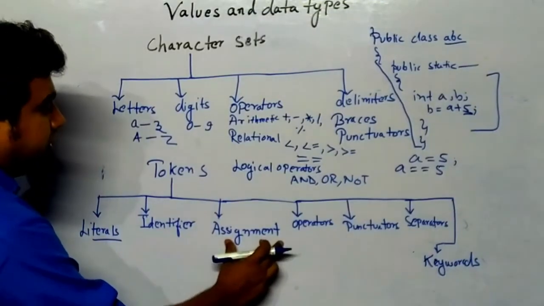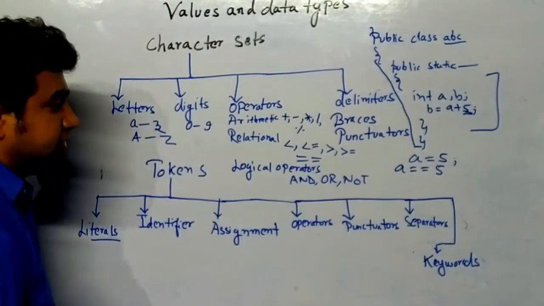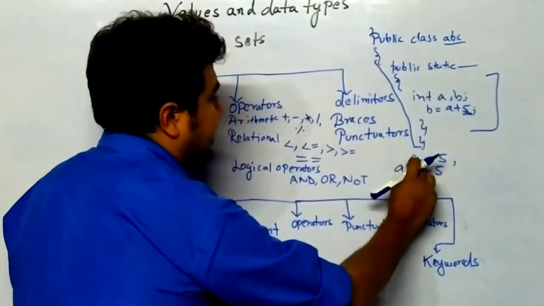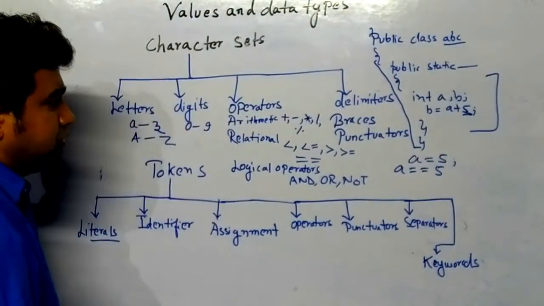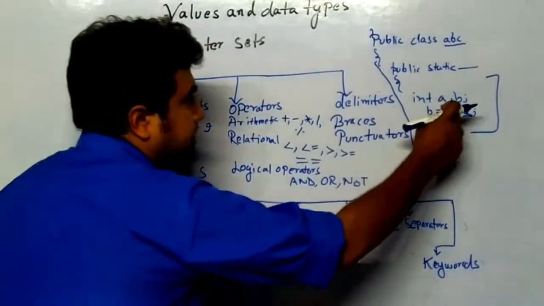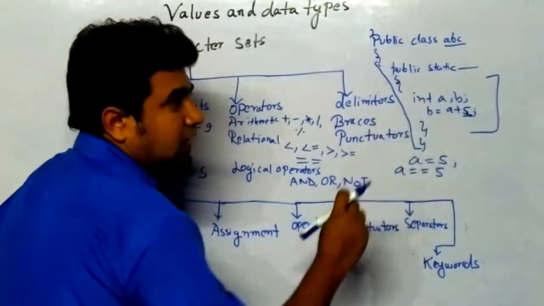Assignment operator, as I already explained, assigns the values. 5 will be assigned to A. This is known as an assignment operator. Punctuators I have also explained, comma and semicolon. Comma is used to separate variables. A and B both are integers.